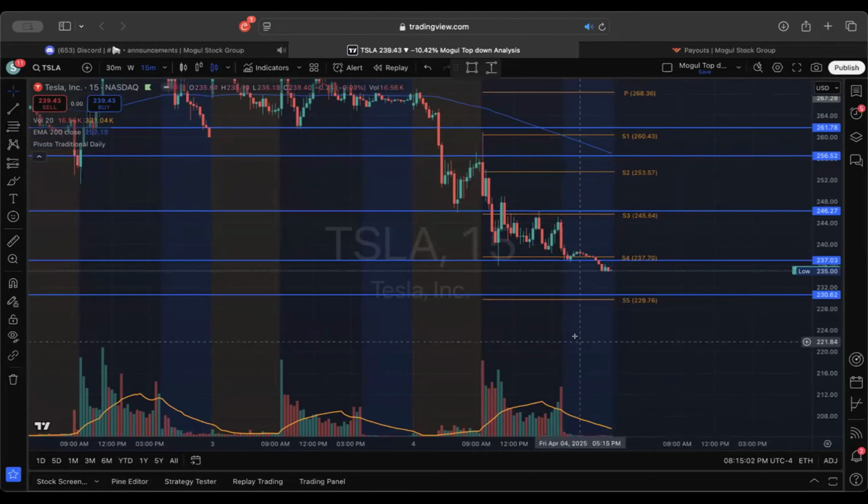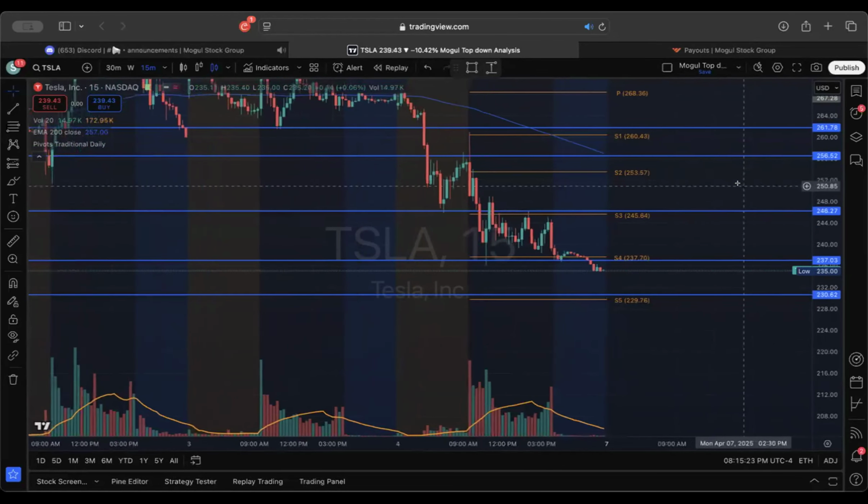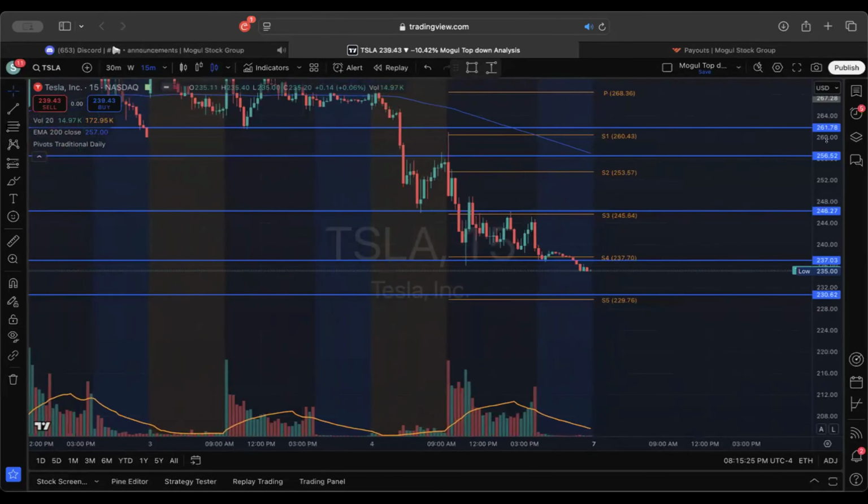So if Tesla breaks above 237.70, what's my next price target? 245.64. Bingo. And if we break above 245.64, where are we going? 253.57. This is going to help you guys with your price targets.